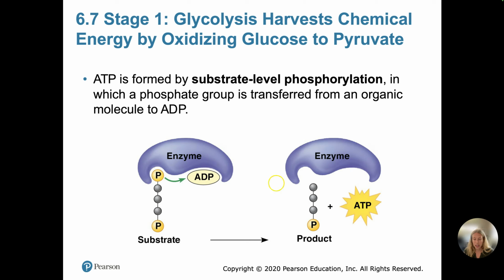Sorry, I misspoke there. The enzyme will then let the products go. The substrates are over here on the left. So after ATP has been phosphorylated, the enzyme will release them. And this is called substrate level phosphorylation.